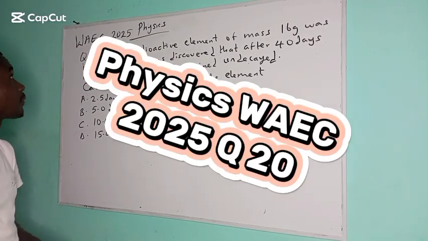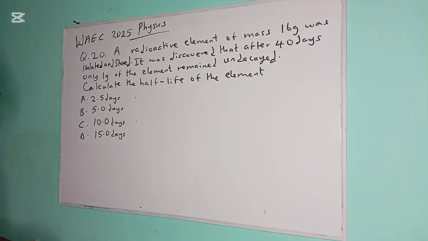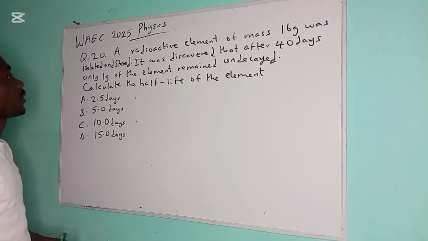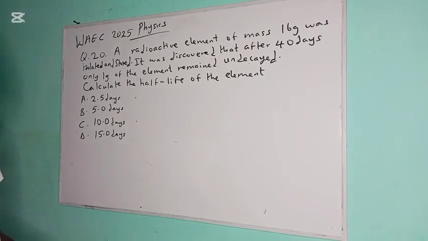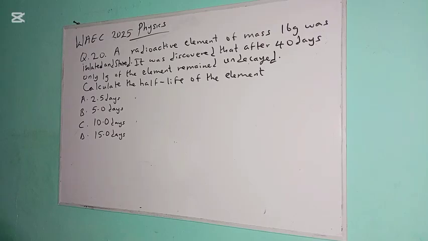All right, still on physics WAEC 2025. This is question 20. Let's see how it goes. A radioactive element of mass 60 grams was isolated and stored. It was discovered that after 40 days, only 1 gram of the element remained undecayed. Calculate the half-life of the element.